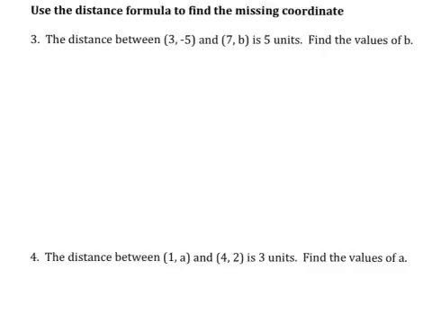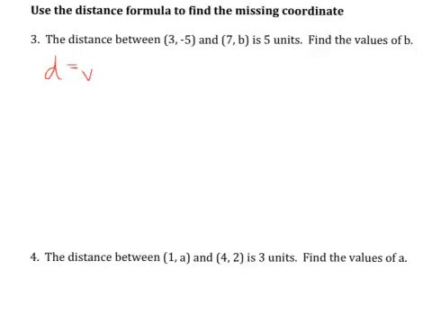Now we're going to use the distance formula to help us find an unknown. Number 3 says the distance between (3, -5) and (7, b), so we don't know that part of the coordinate, is 5 units. Find the values of b. So we're going to use the distance formula.